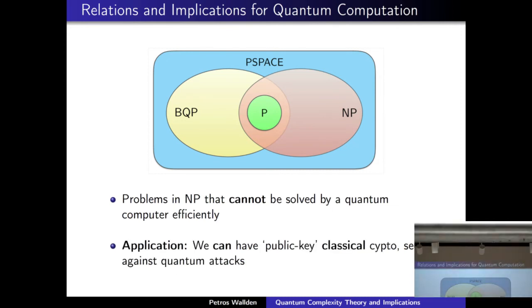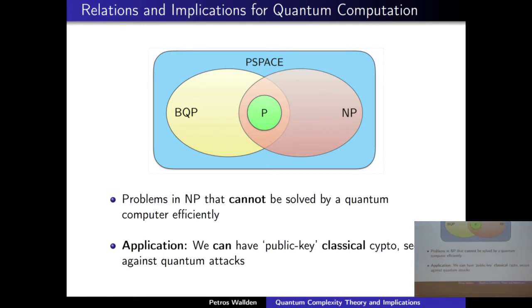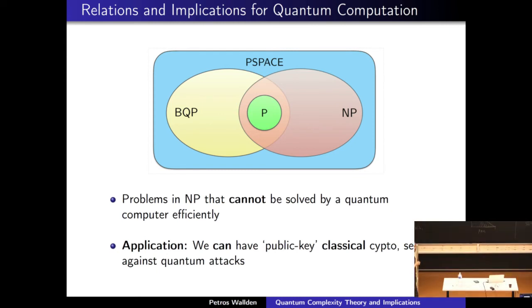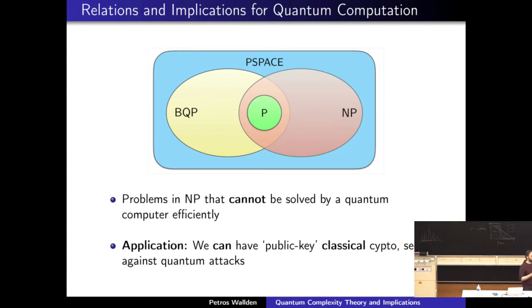The second implication, that there are problems here that you cannot solve efficiently, is that you can have public key classical cryptography that is secure against quantum attacks. And this is really important. When people say, we need QKD because when you have quantum computers you're going to break public key cryptography, no, you're not going to break public key cryptography. You are going to break public key cryptography that is based on factoring, yes, because factoring is one of those problems that are in NP, outside P, but in BQP. So factoring is here.